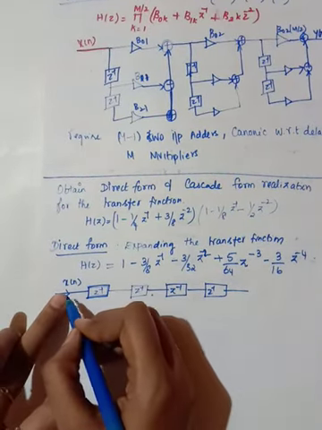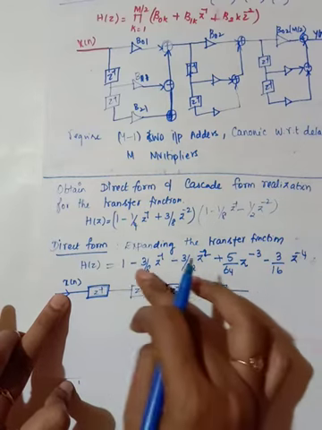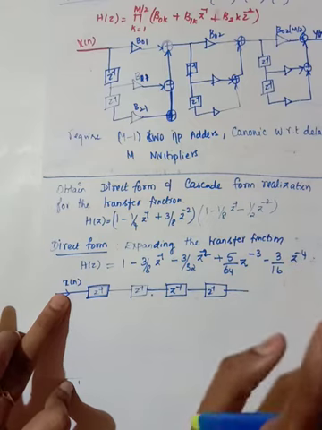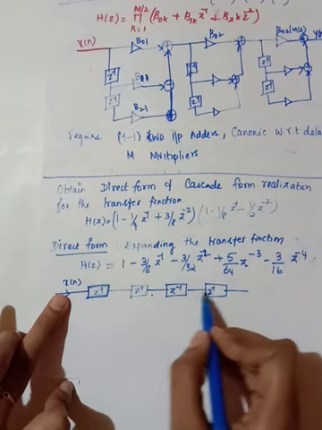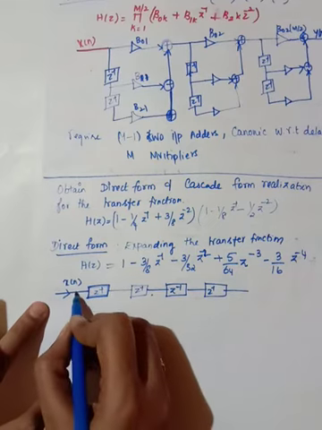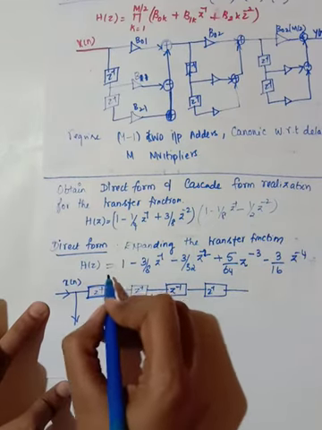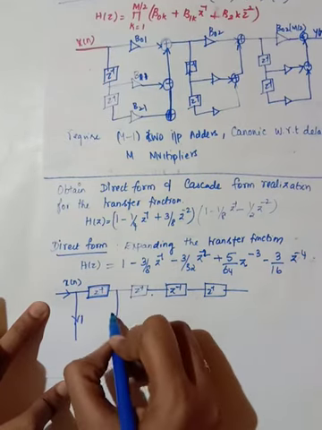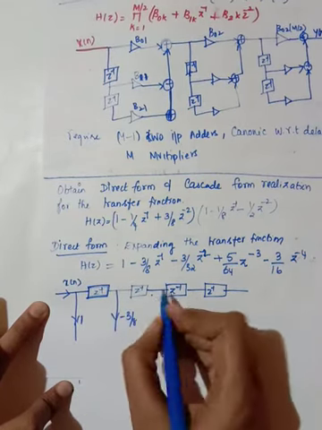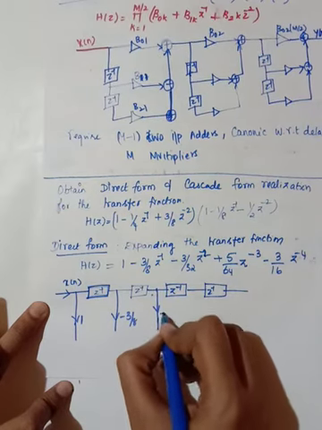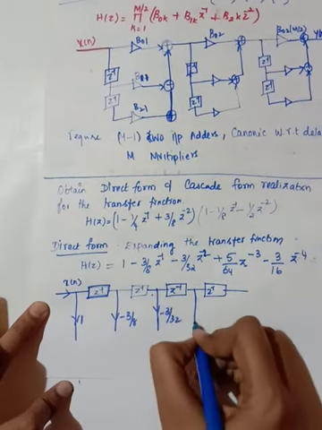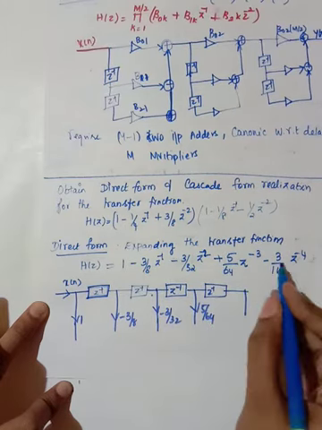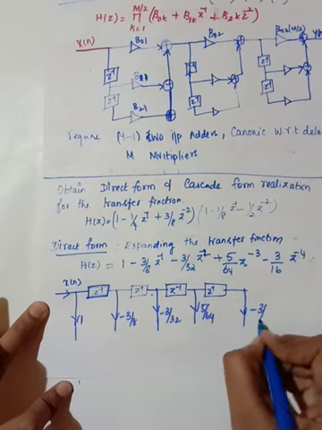Now I am going to implement this. The input is x of n. To draw the structure, first consider how many delays there are. Here I have z power minus 4, so 4 delay elements are there, and I have drawn 4 delay elements here. Here the first coefficient is 1, the next coefficient is minus 3 by 8, the another coefficient is minus 3 by 32, the next coefficient is 5 by 64, and the next coefficient is minus 3 by 16.